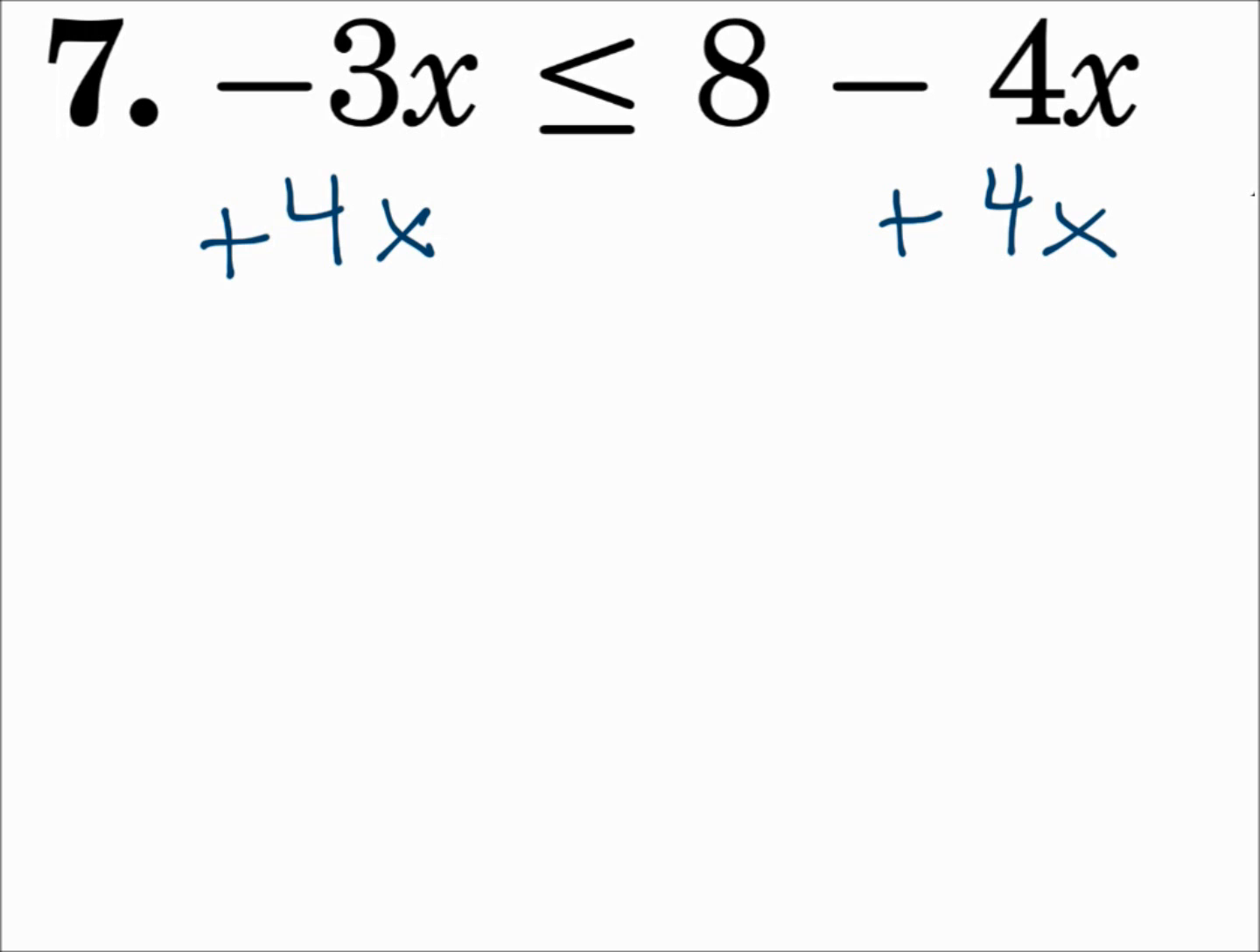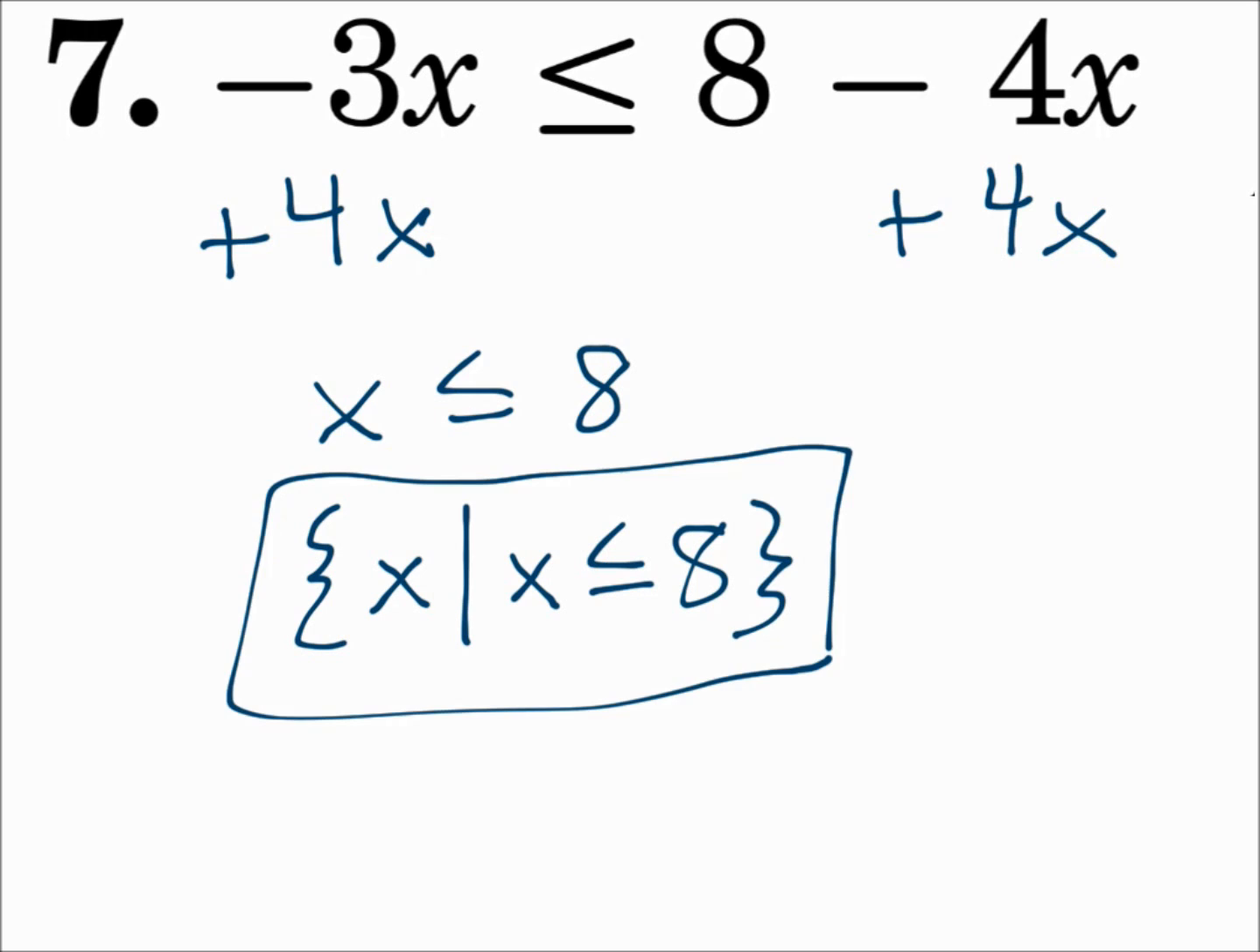Since it's being subtracted, we will add it. On the left, negative 3x plus 4x is 1x, or just x, less than or equal to. And negative 4x plus 4x cancels out, leaving an 8. All x such that x is less than or equal to 8.